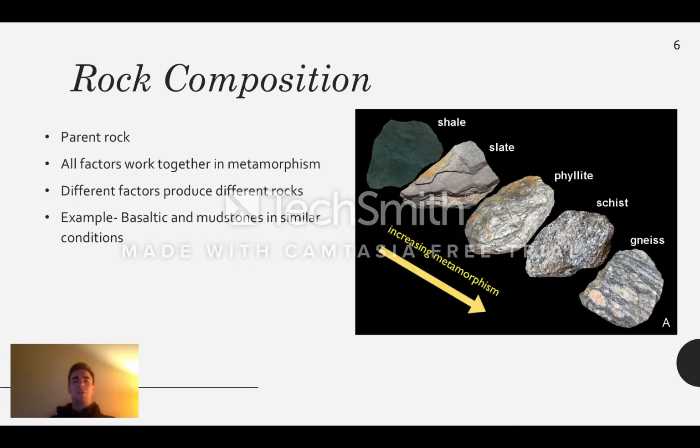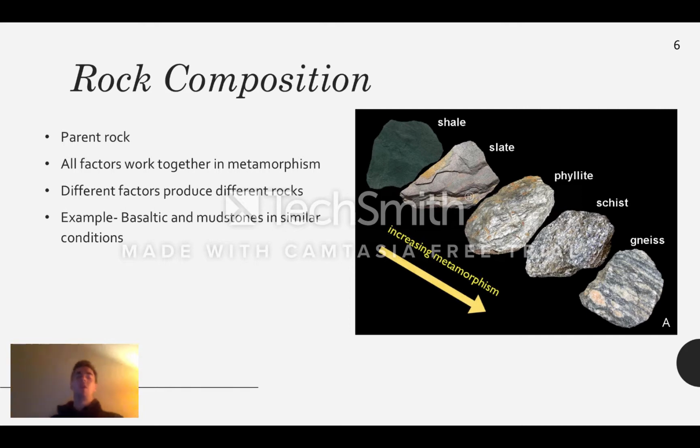But all the factors of metamorphism act on rocks together. It's not just heat or just pressure; they all push on each other and act with each other to help metamorphose rocks. The tricky thing is, if the same exact pressure, heat, and temperature work on two different parent rocks at the same time, they're going to produce different rocks because of their different mineral compositions.